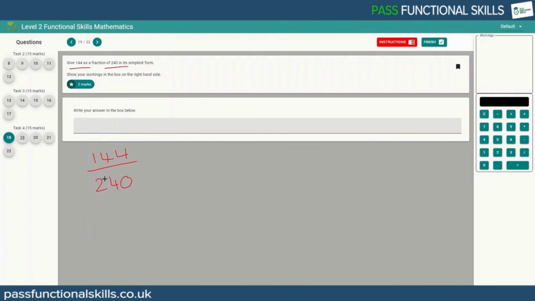Now what we want to do is reduce it to its simplest form. To do this, we just need to take out common factors. So just looking at it briefly, you can see that 12 is a factor of both. So we know 12 times 12 is equal to 144, and 12 times 20 is equal to 240. So we can tell by taking a factor of 12 out from both the numerator and the denominator, an equivalent fraction, that's just a simplified version, will be 12 over 20.